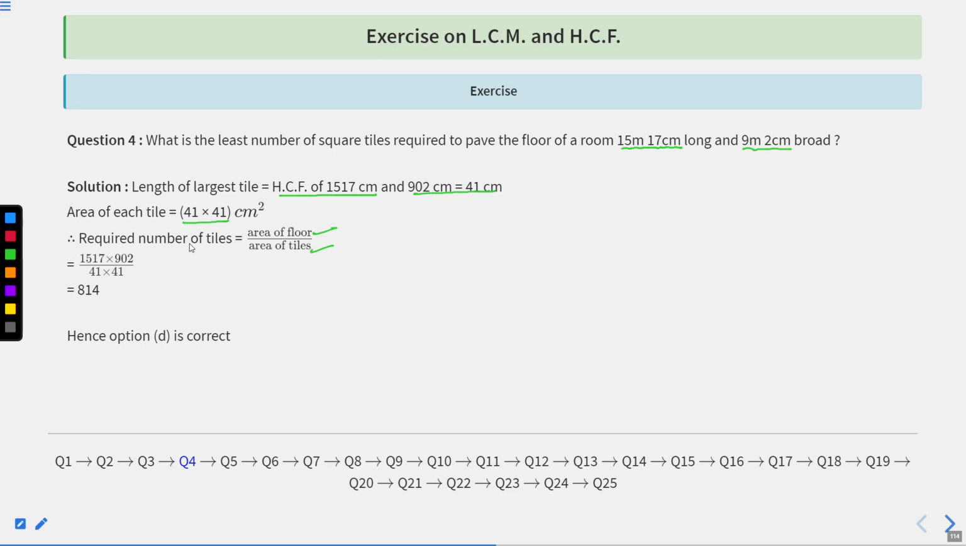Therefore, the required number of tiles is area of floor upon area of tiles. So, area of floor can be obtained by multiplying length into breadth. So, it will be 1517 times 902 upon 41 into 41. And when you simplify it, you will get 814. So the correct option here is option number D.